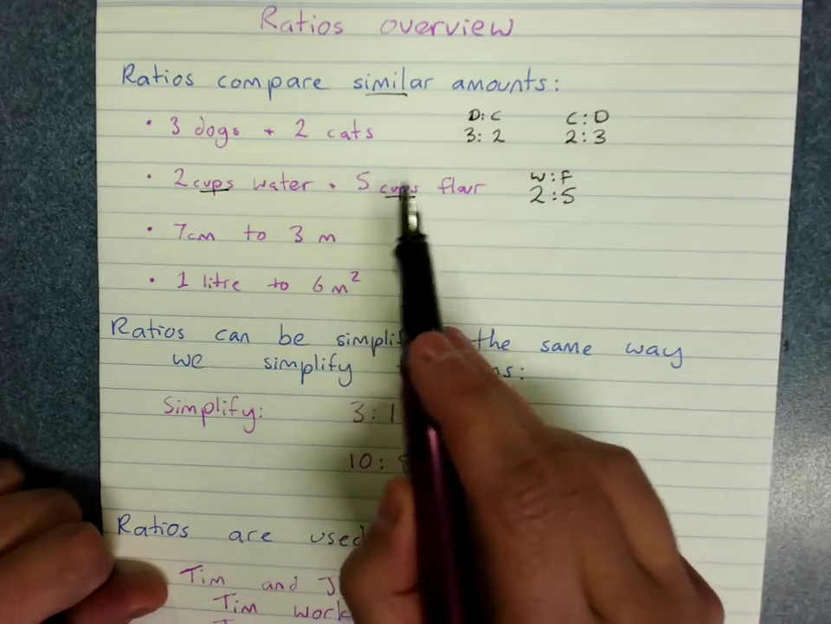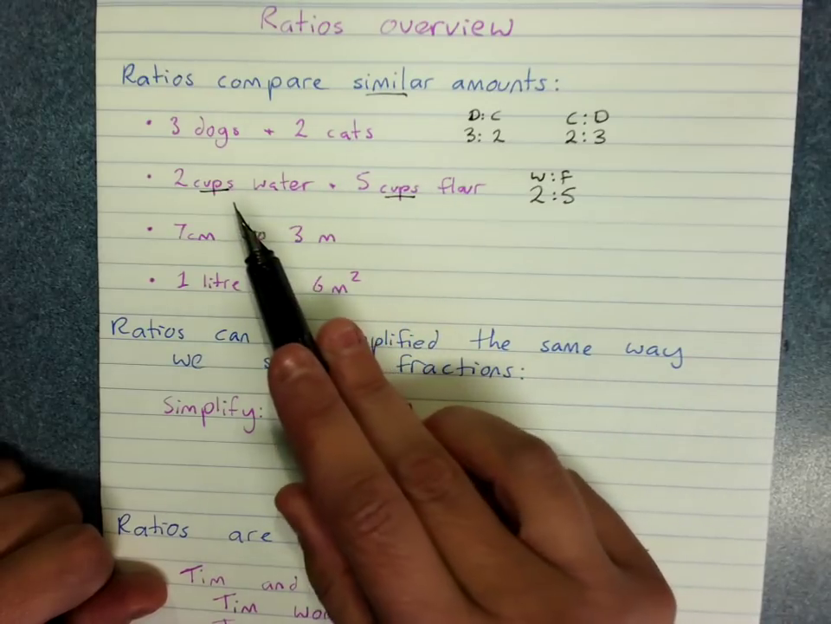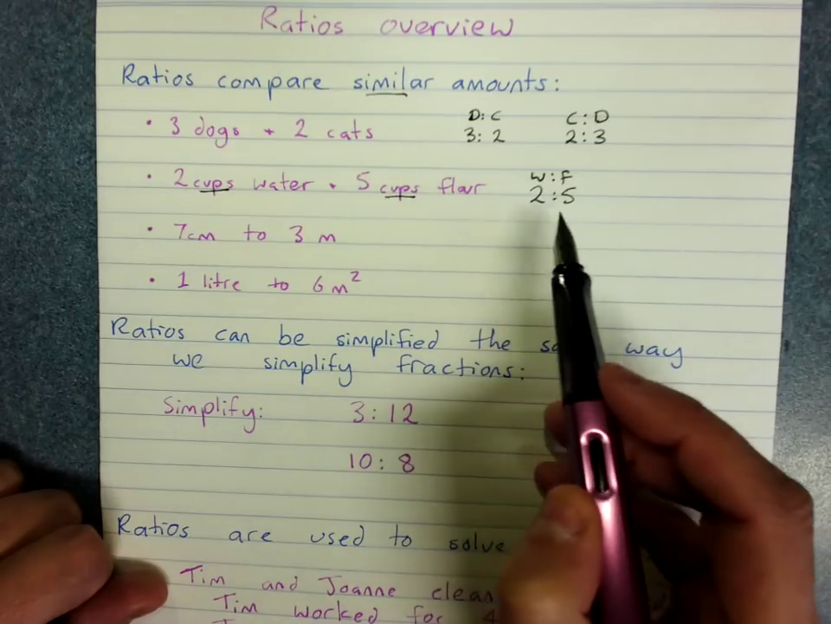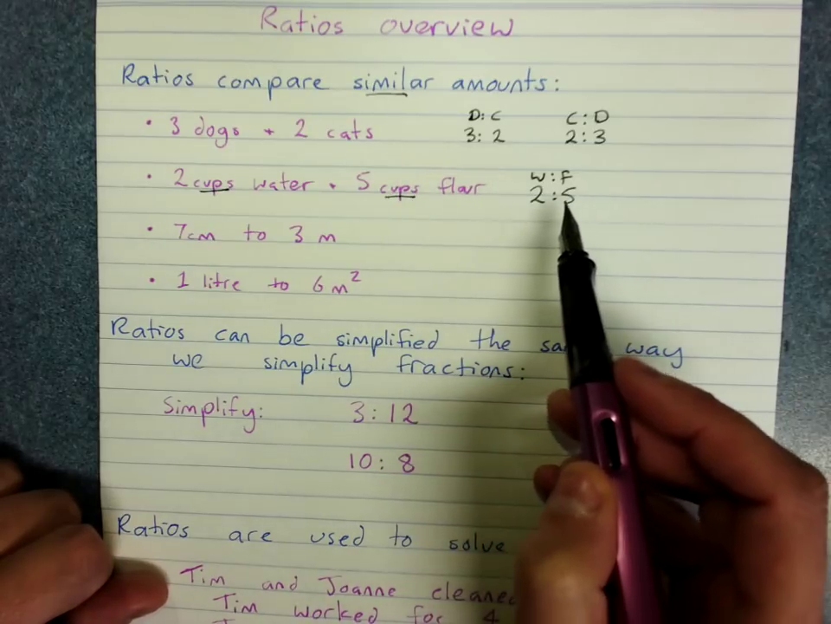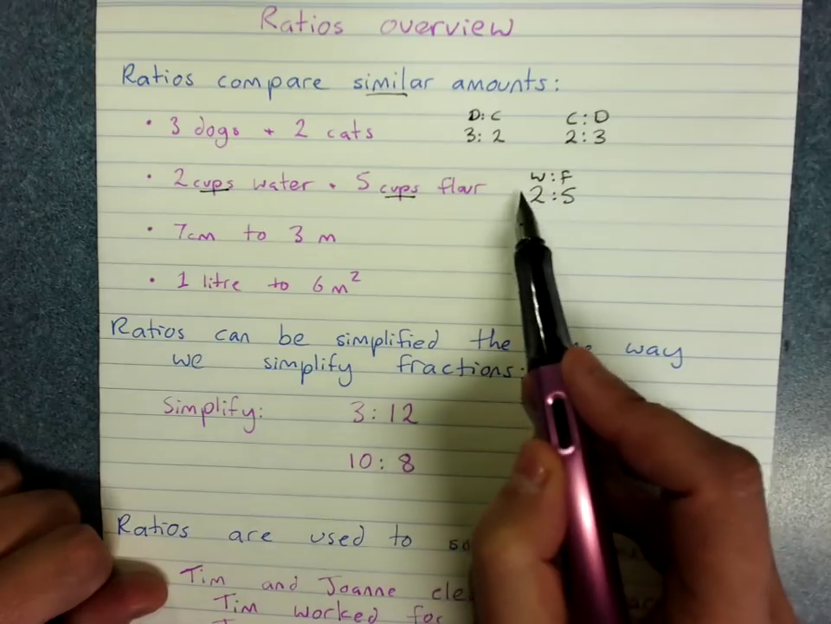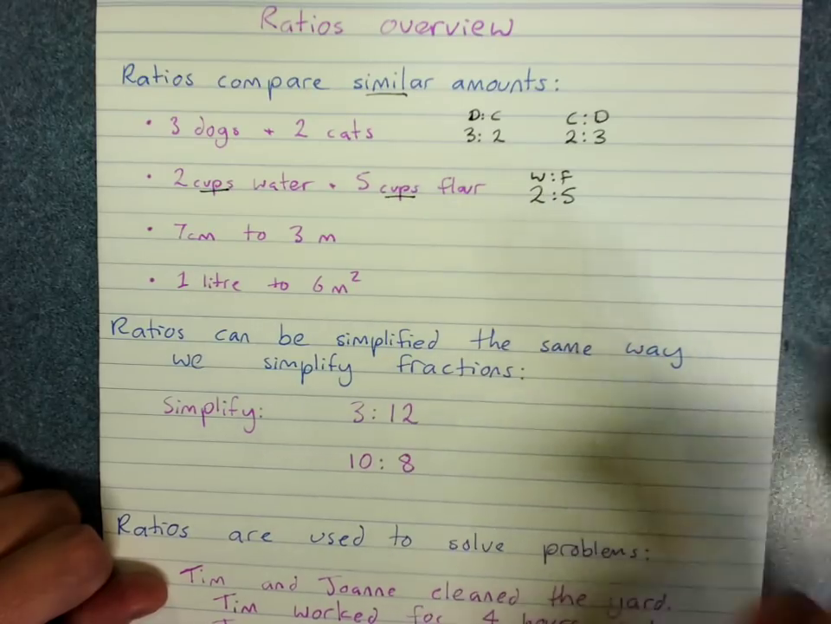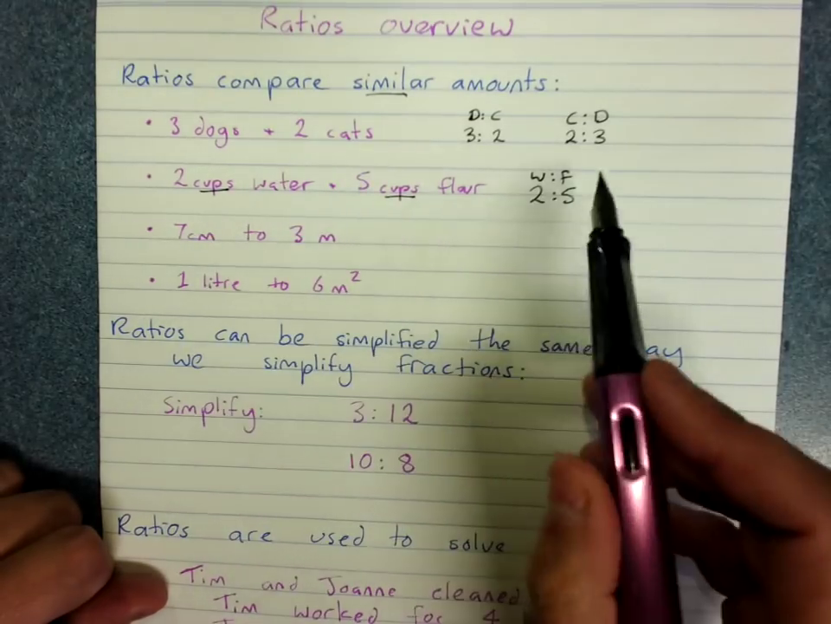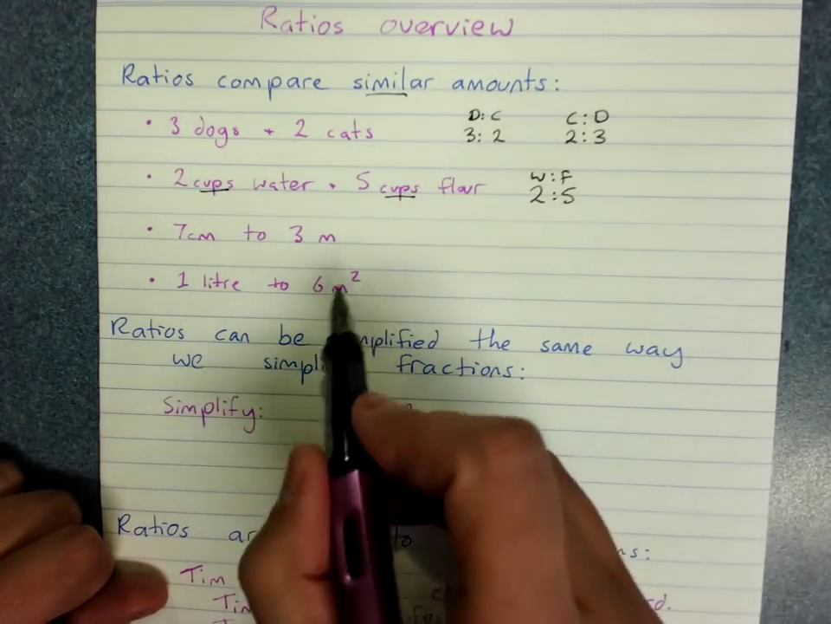But I could change the recipe up. If I didn't have a cup, I've only got a half cup, I could use 2 half cups of water and 5 half cups of flour. If I wanted to make a really small cake, 2 teaspoons of water and 5 teaspoons of flour. So a ratio gets rid of the units because it will then work for any amount.